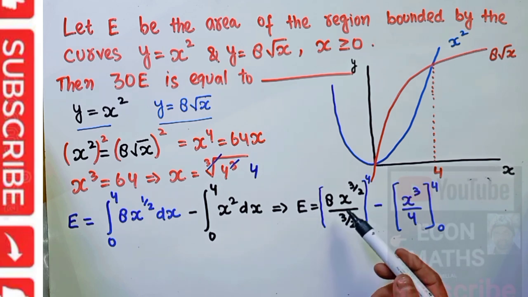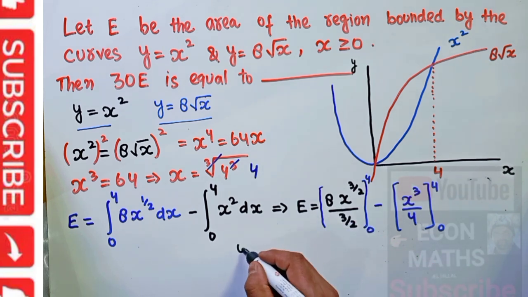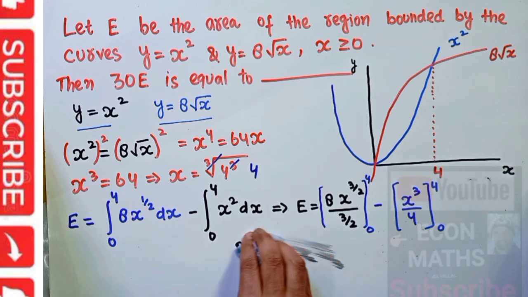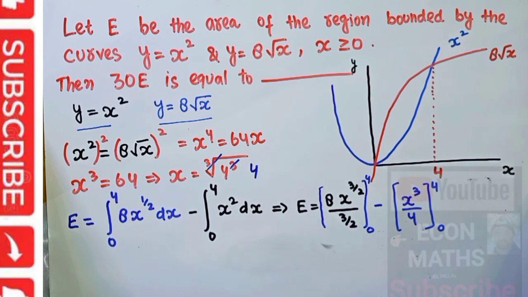Here if we solve this, 8 divided by 3 upon 2, we have 8 divided by 1 divided by 3 upon 2. This becomes 8 divided by 1 into 2 upon 3, so it is 16 upon 3. And let me write it here. So our E will be equal to 16 divided by 3.